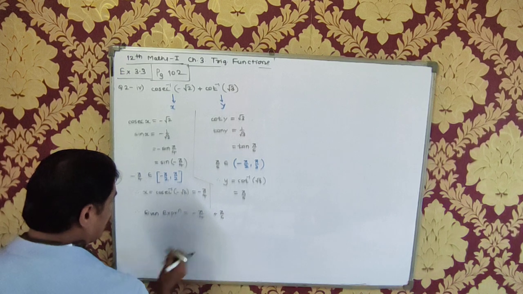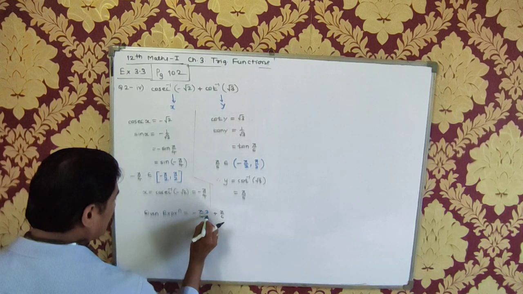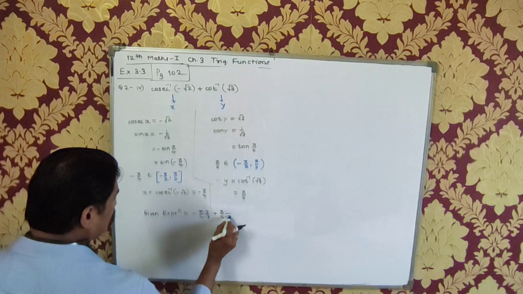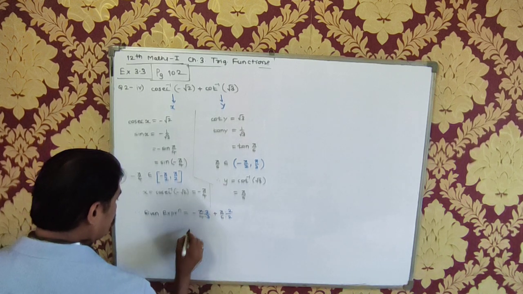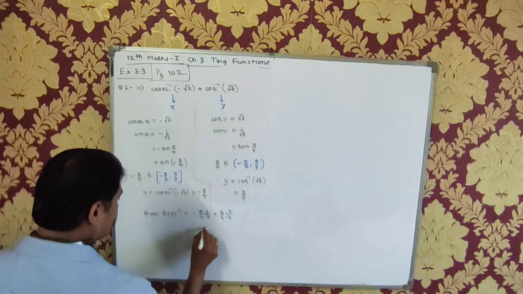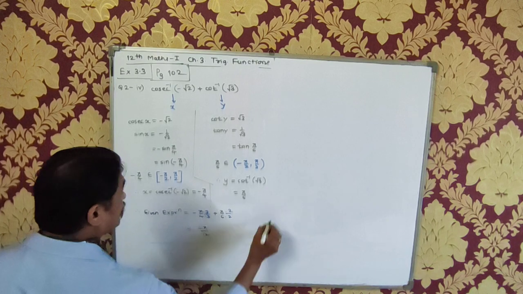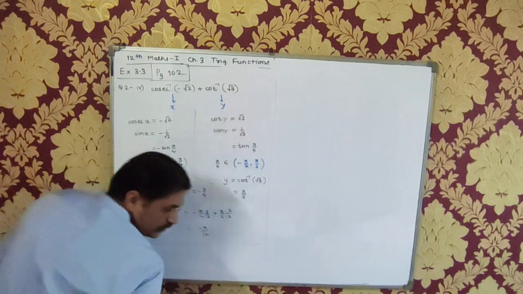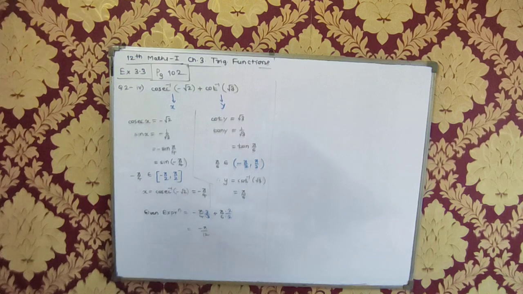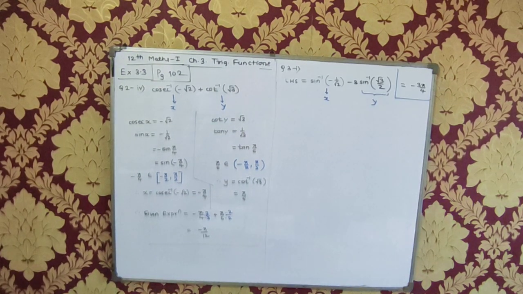Now I'll multiply and divide this by 3 and this by 2, so that this is minus 3 pi plus 2 pi is minus pi by 12, and that is the answer. Is this clear to all?